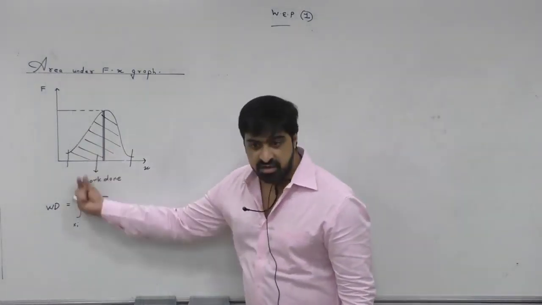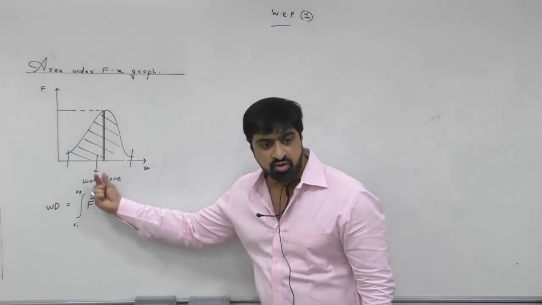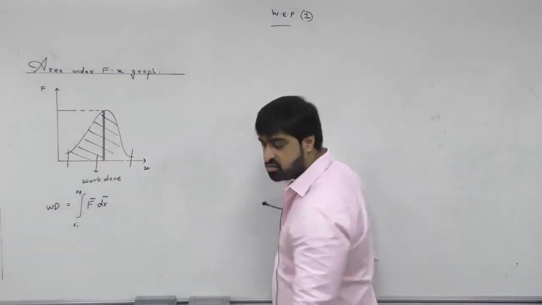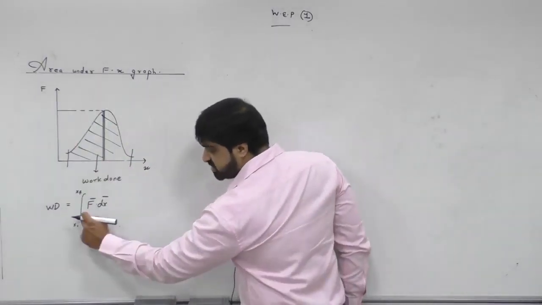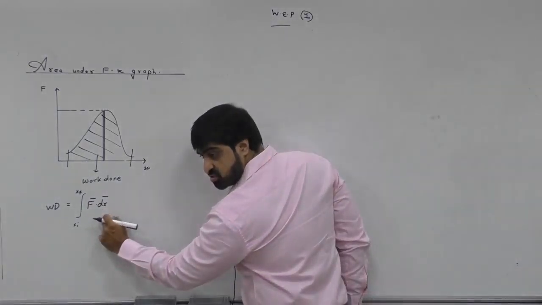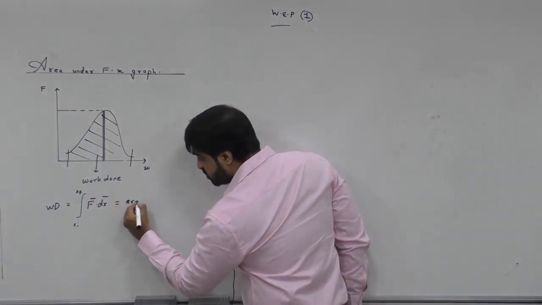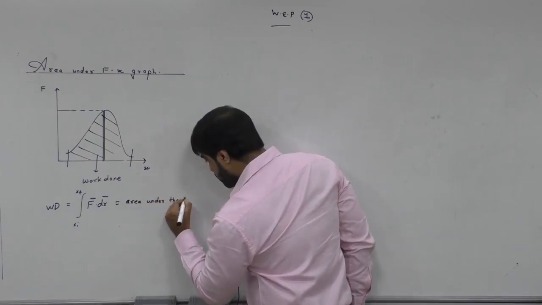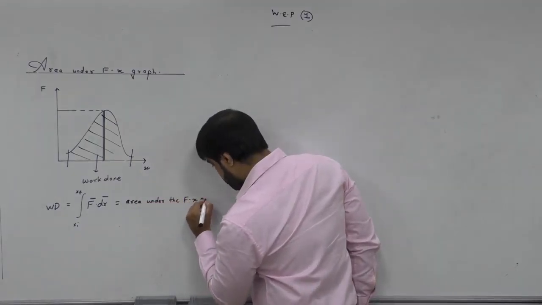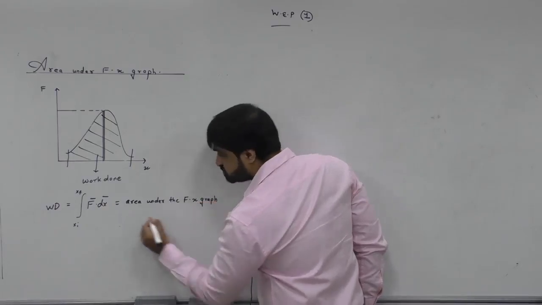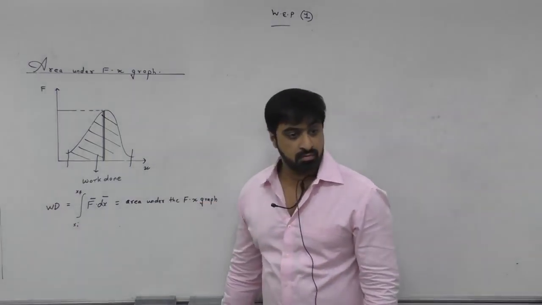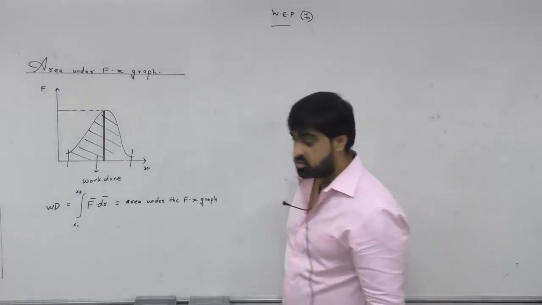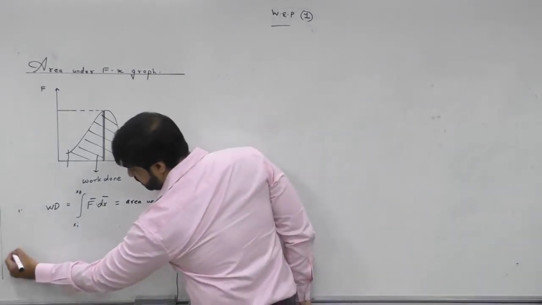This element plus this element plus this element plus this element is going to give you what? Total area. So whenever a graph is given, rather than calculating this, you can do it as area under the F-x graph, which is the work done. Very good. That's the first point.